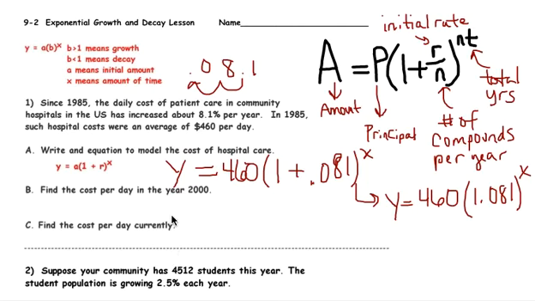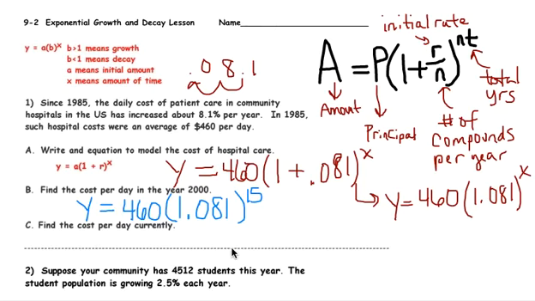Okay? So, first of all, the $460 is for in the year 1985. So from 1985 to 2000, that's a difference of how many years? 15 years. So we're going to write this out again, but in place of the x, which is representing the amount of time, we're going to put 15 because it's going to happen each year for 15 years. So let's go ahead and write y equals 460 parentheses 1.081, close your parentheses, and then to the 15th power.